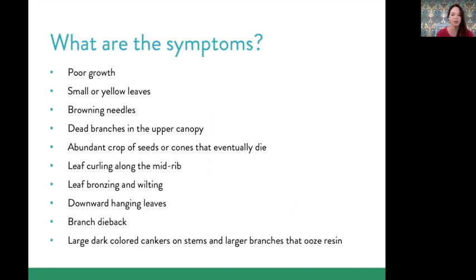What are the symptoms? On deciduous trees, it's poor growth, small or yellow leaves. On evergreen trees, it's browning needles, dead branches in the upper canopy. The tree may produce an abundant crop of seeds or cones, but it will eventually die. And then on fruit trees, it's leaf curling along the midrib, leaf bronzing and wilting, downward hanging leaves and branch dieback, and large dark colored cankers form on the stems and larger branches that ooze resin.